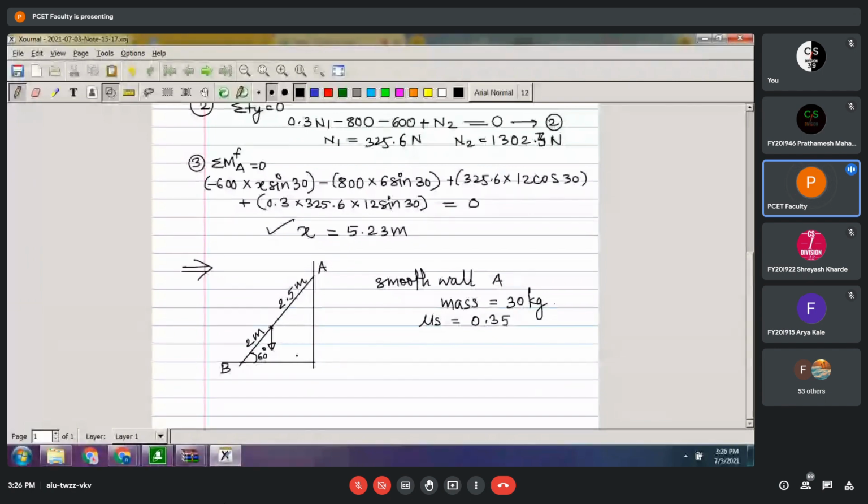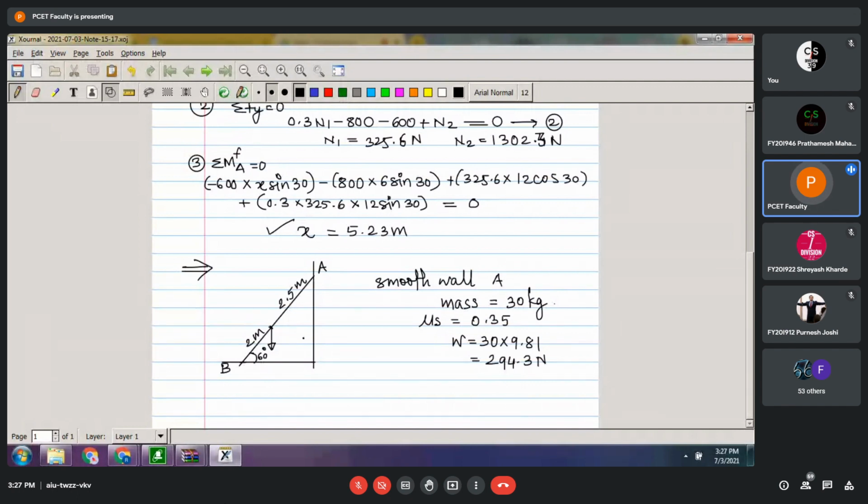Can you tell me what we can do? Ma'am, the vertical wall is smooth, right? Yes, the wall is smooth. Is the ladder weight 30 kg? The mass of the ladder is given, mass 30 kg. So what will be the weight? 300. 30 into 9.81, 294.3. 294.3 newtons. Okay. Draw the free body diagram first.